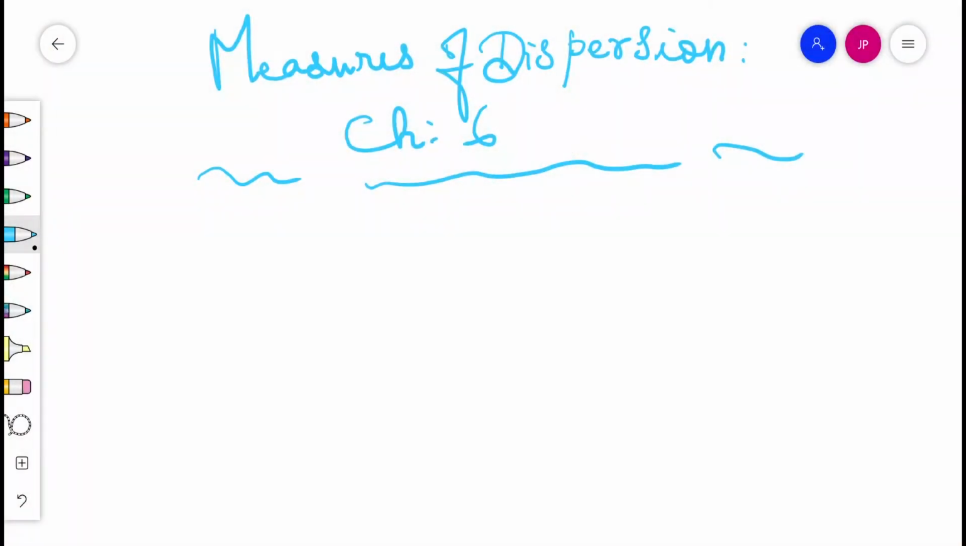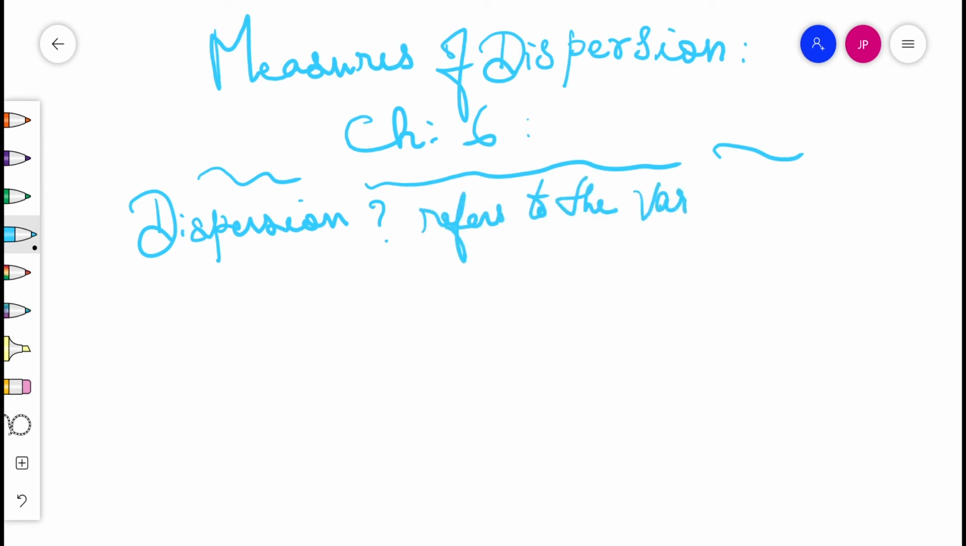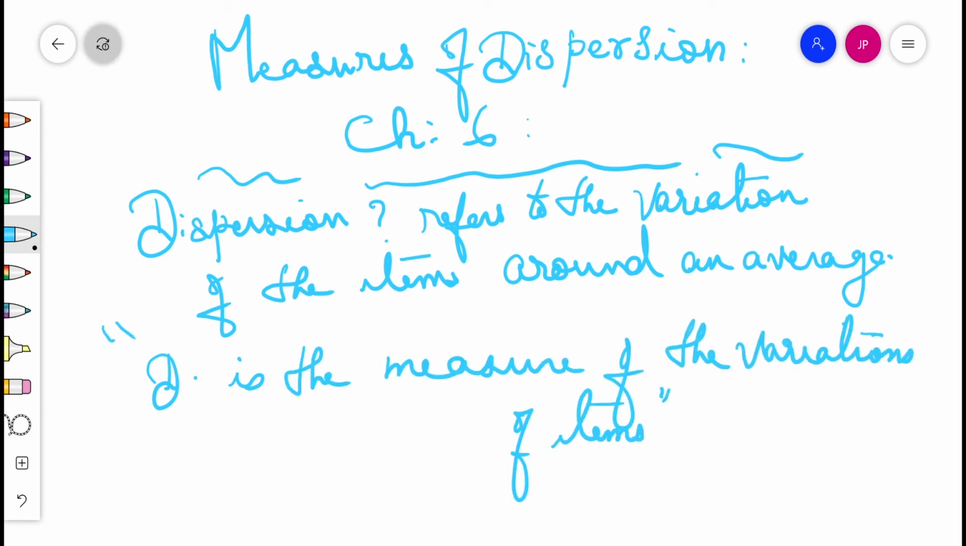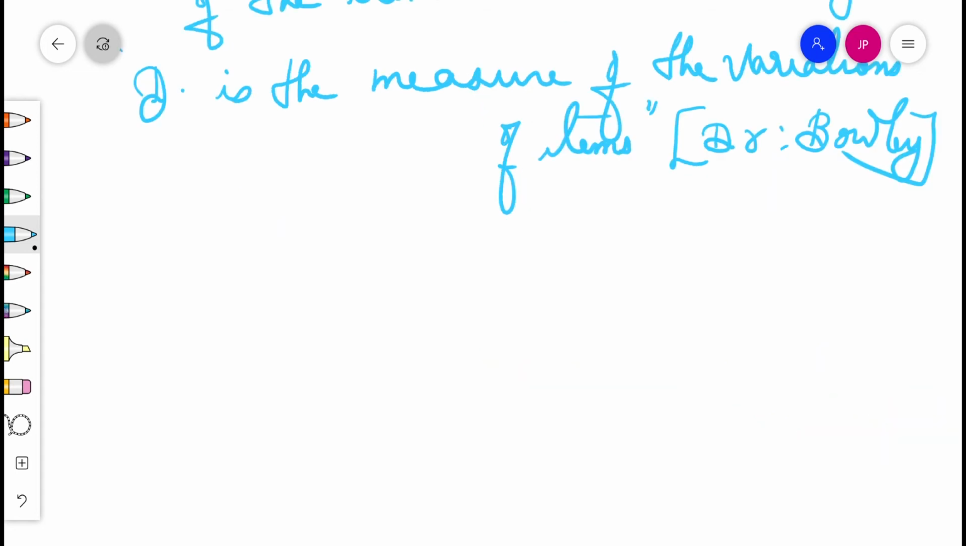Today's topic is measures of dispersion, chapter 6. What is dispersion? Dispersion refers to the variation of the items around an average. According to Dr. Bowley, dispersion is the measure of the variations of the items. Define dispersion according to Dr. Bowley.